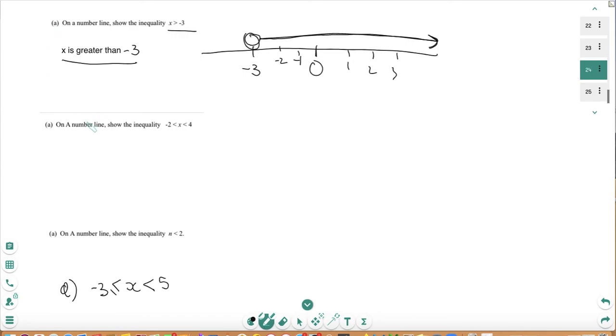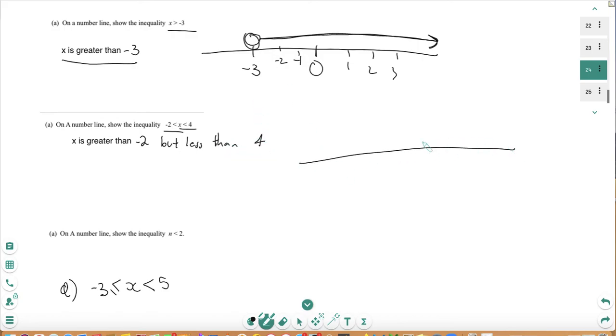Let's look at this one over here. On a number line, show the inequality x is greater than -2, but less than 4. So let's write that as a sentence. x is greater than -2, but less than 4.